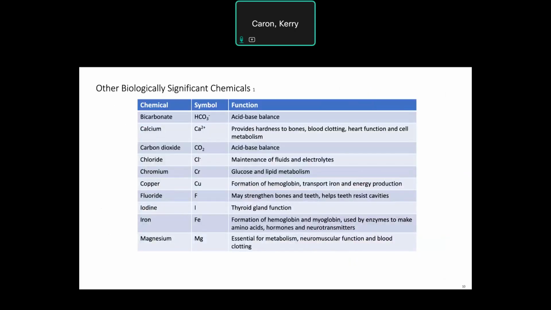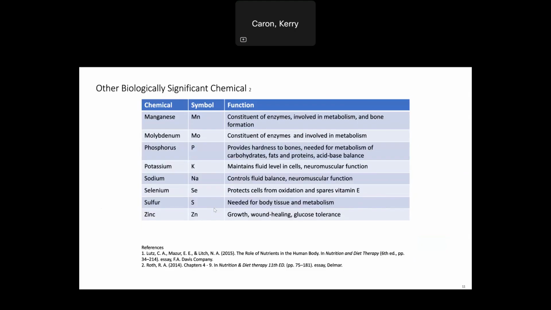Here's some other ones that are kind of biologically significant. So you've got bicarbonate, that is a buffer that helps us with acid-base balance. You've got calcium for bones, carbon dioxide, chlorine. Here's just a few of the important ones. This is actually not found in your textbook, but it's important for you to know. It's one of the standards.